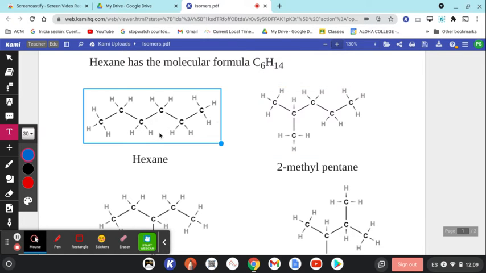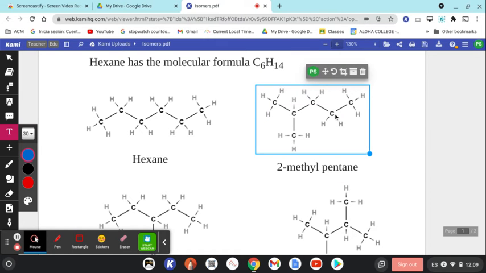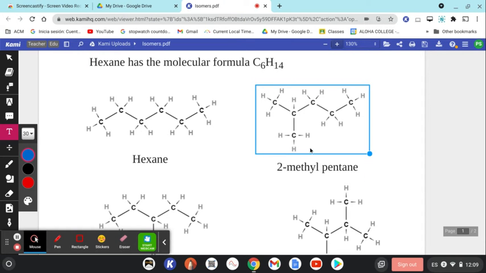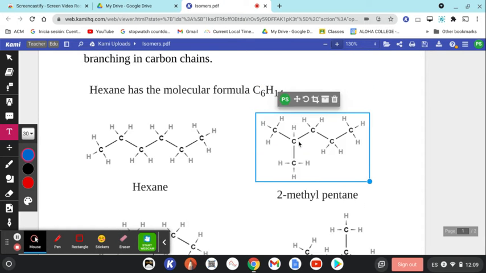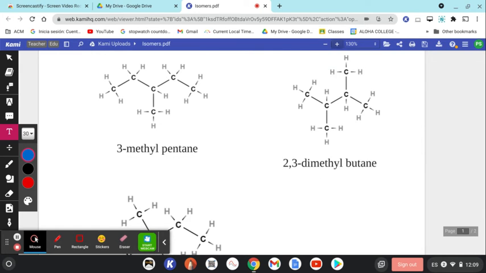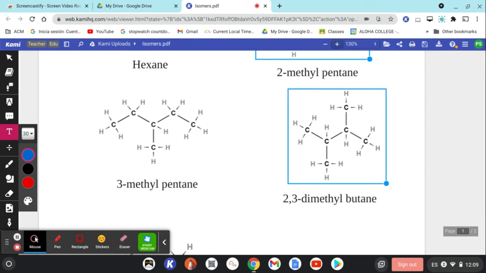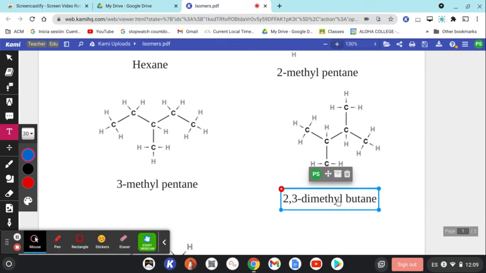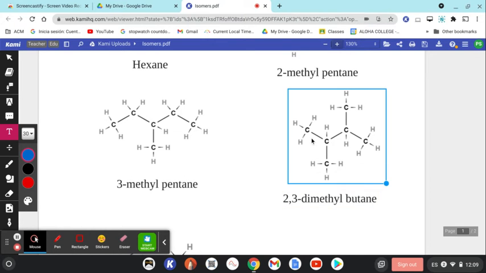So if you compare hexane and 2-methylpentane, they both have 6 carbons and 14 hydrogens. So they are isomers, chain isomers, because you have a branch here. Now there's 3 more isomers of hexane you could have. You could have 3-methylpentane and 2,3-dimethylbutane. Again, the longest chain here is 4 carbons.